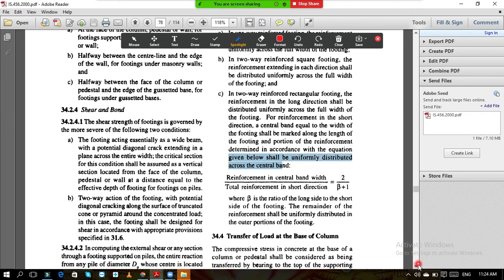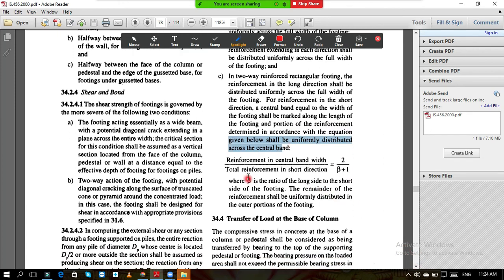Okay, so that central band, how to calculate that? See here, this formula is given over here. Reinforcement in central bandwidth divided by total reinforcement in short direction is equal to 2 upon beta plus 1. And they have further specified what this beta is, where beta is the ratio of longer side to the shorter side of the footing.